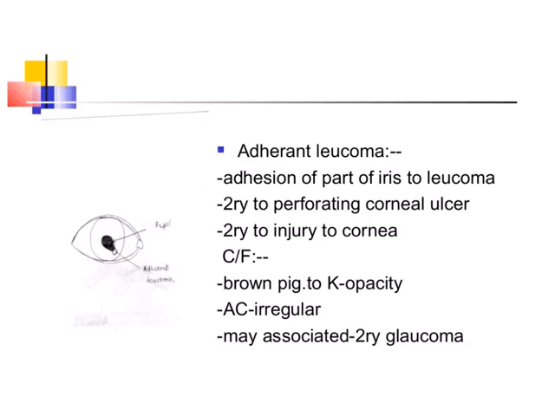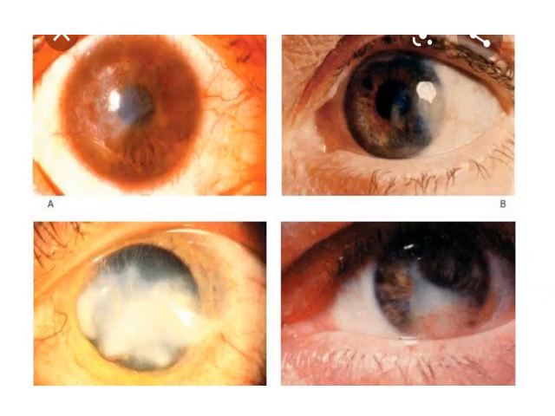Clinical features here will be brown pigment on the corneal opacity, the AC will be irregularly shallow, and it may be associated with secondary glaucoma as the iris is incarcerated to the opacity. The AC is shallow, and that can lead to secondary glaucoma. The iris attached to this opacity is known as adherent leucoma.